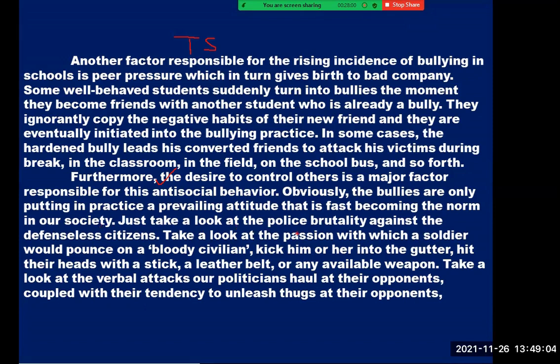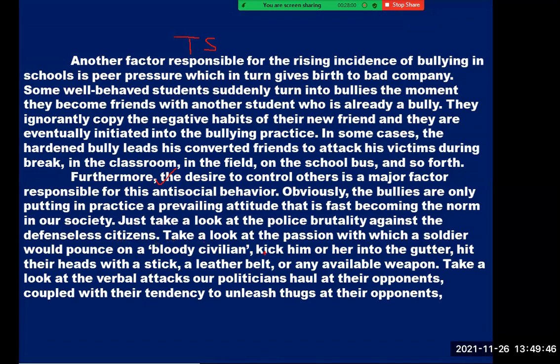Now, just take a look at the police brutality against the defenseless citizen. You are making a point here. It's a burning issue in our society. Police brutality is everywhere, in Nigeria, in America, in various parts of the world. And if you find the police acting brutally against the citizens, then of course, when the students watch these things, they want to show authority, they want to demonstrate power and authority, they want to control others, just like these security agents.